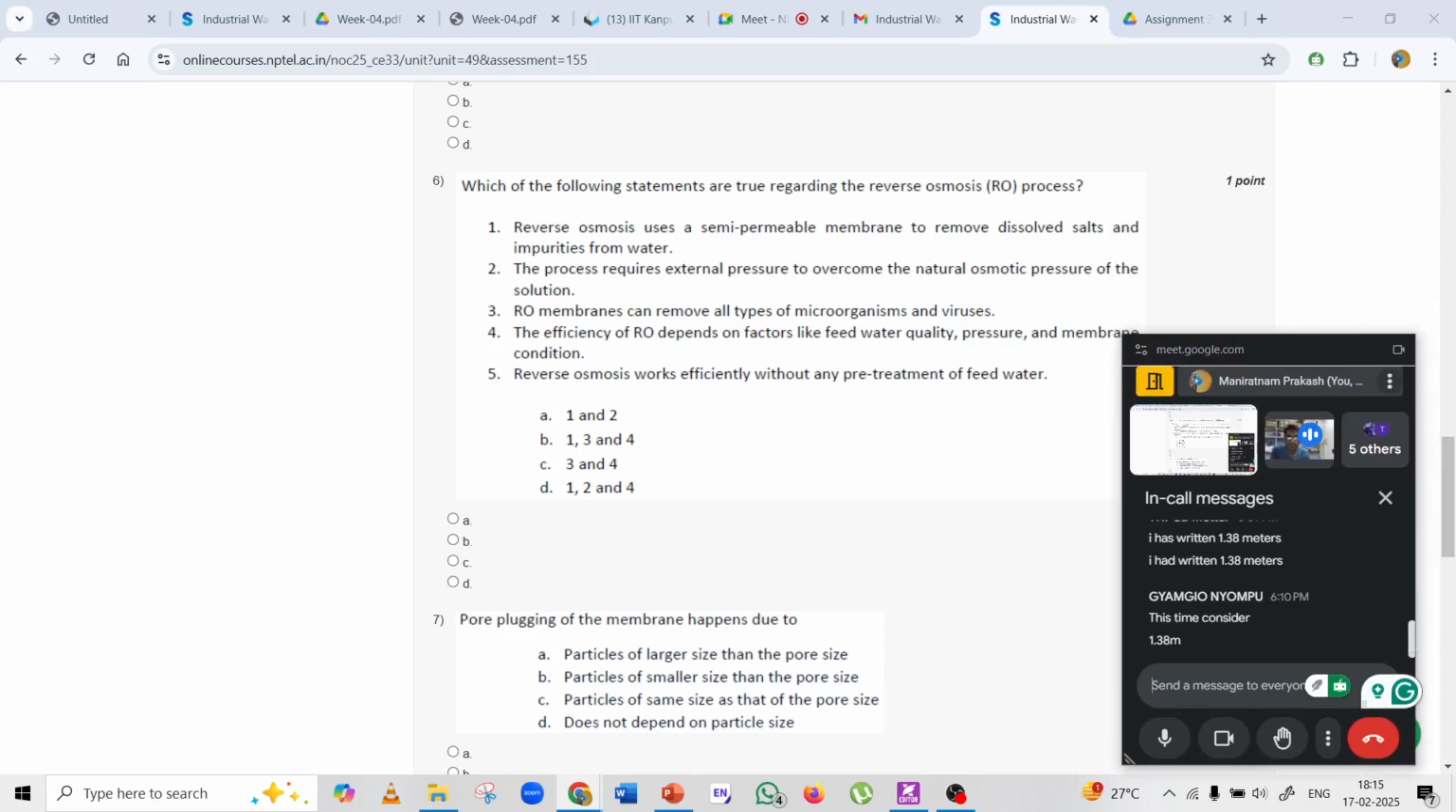Reverse osmosis uses which of the following is/are true? Reverse osmosis uses a semi-permeable membrane to remove contaminants. The process requires external pressure to overcome the natural osmotic pressure of the solution. The reverse osmosis removes all types of viruses. Here 1, 2, 3, 4, everything is correct now.